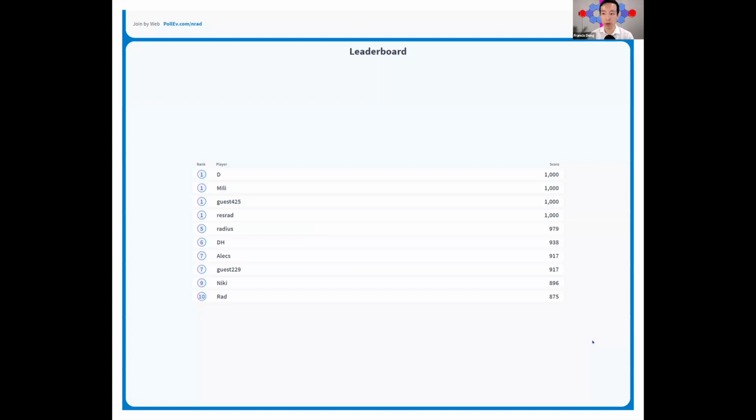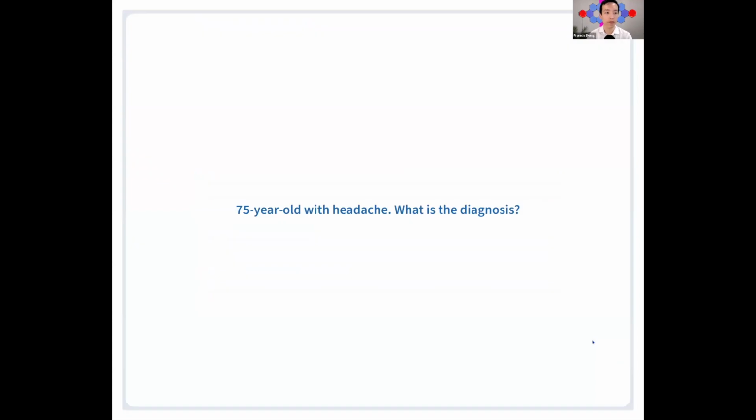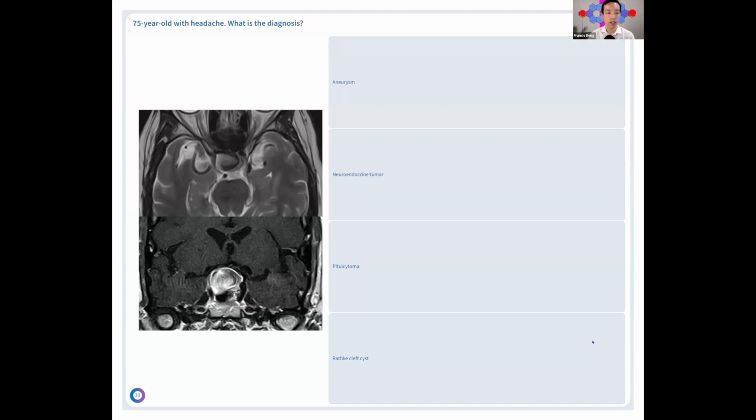All right, so we have a four-way tie for first coming out here. And I noticed that there are only about 30-some participants, but there are more than 80 in the call. So if you did not get a chance to log in yet, go to pollev.com/nrad. The next question is for a 75-year-old with headache. What is the diagnosis?